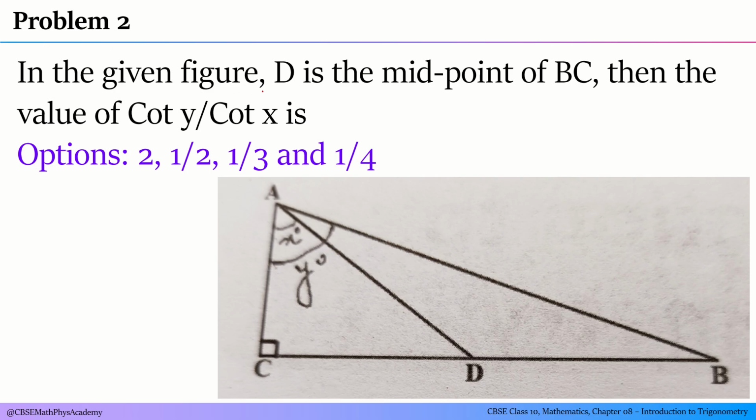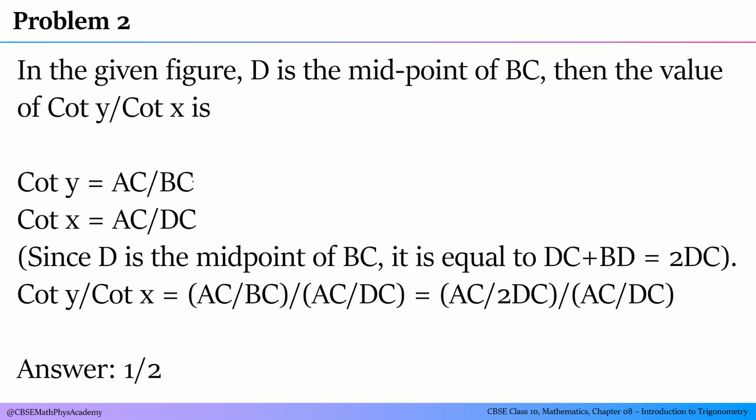The second problem: they have given that D is the midpoint of BC. That is a key thing you are supposed to apply during the solution, and they are asking you the value of cot y by cot x. Cot is nothing but adjacent side by opposite side. That ratio you must be well aware of. There are four options here. So let us go to the solution.